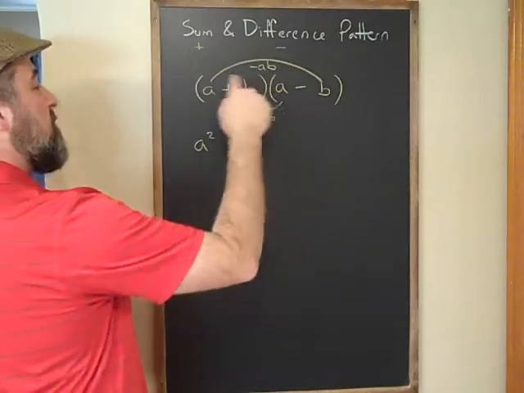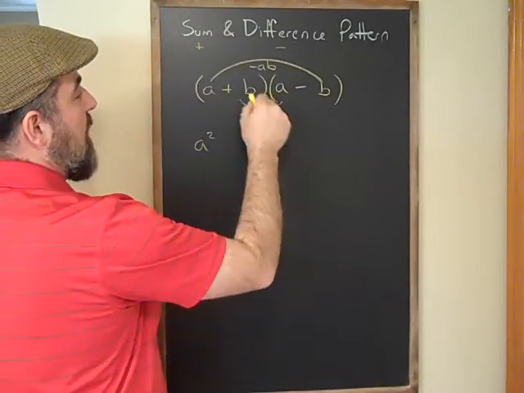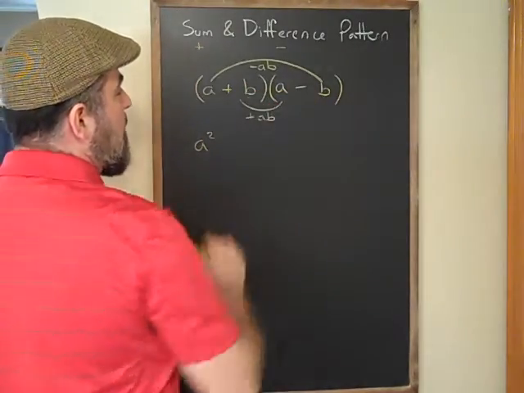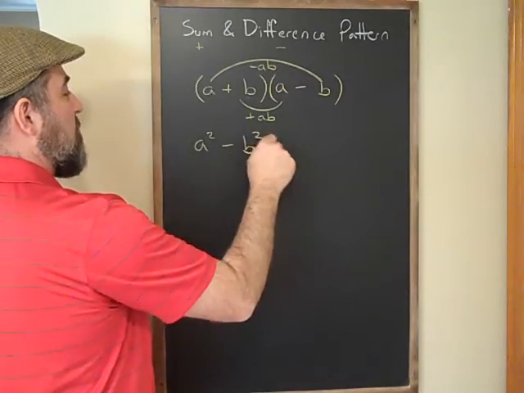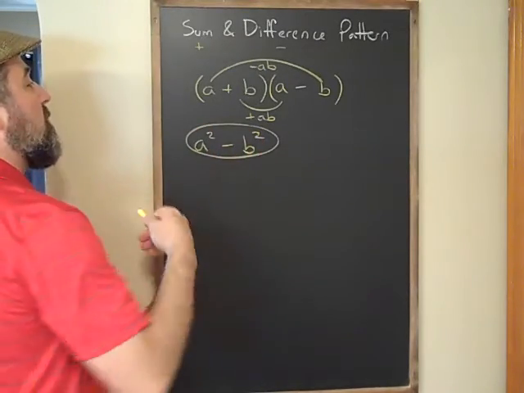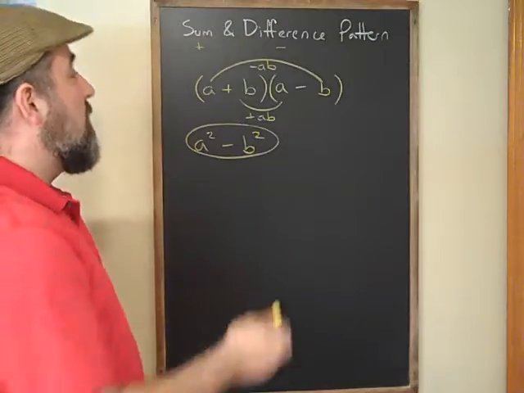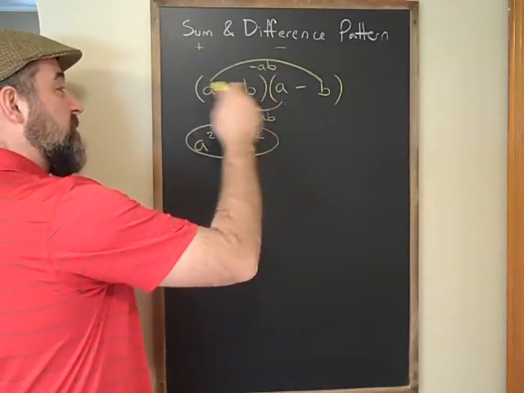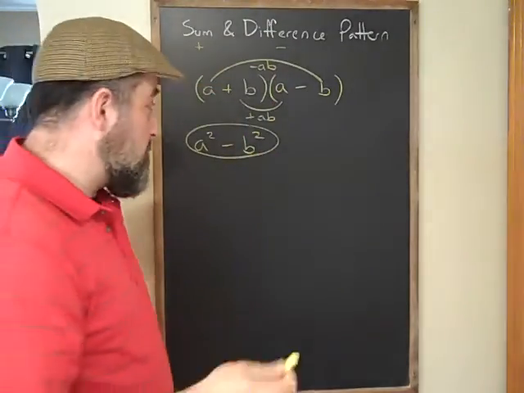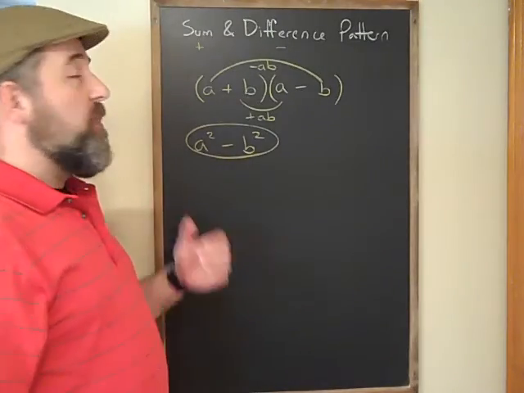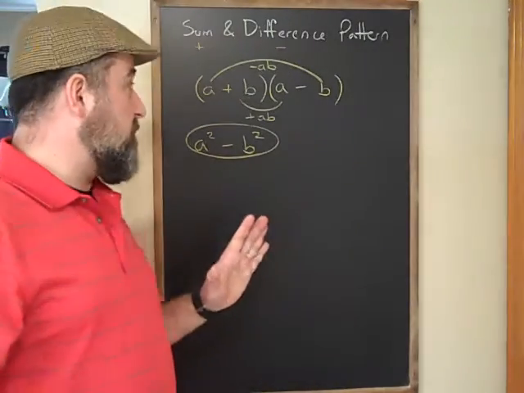So we did our first times our first, we did our outers and inners, now let's do our last times our last. B times negative B is going to be negative B squared. This right here is going to be the product of a sum and a difference of two binomials being multiplied. The middle term is always going to drop out.